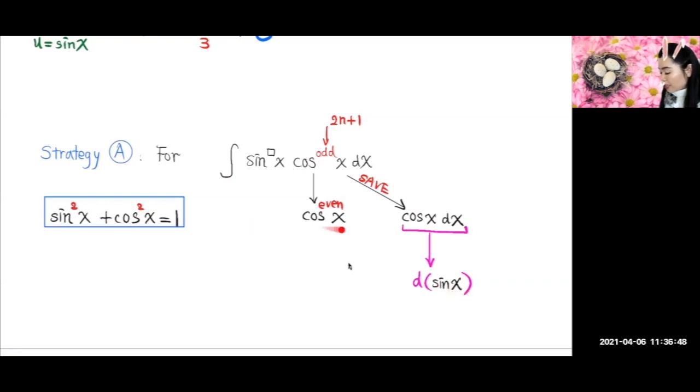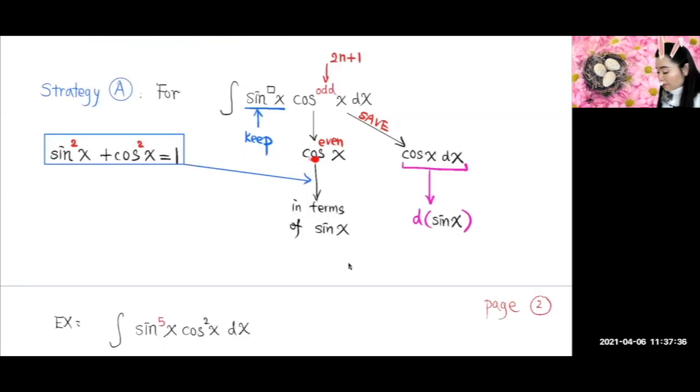You want to express all of this in terms of sine x. This part here is already in terms of sine x. You don't want to change it, so you keep this part. And for this part over here, this exponent on cosine x here is even. So then you can use this identity to express this in terms of sine x.